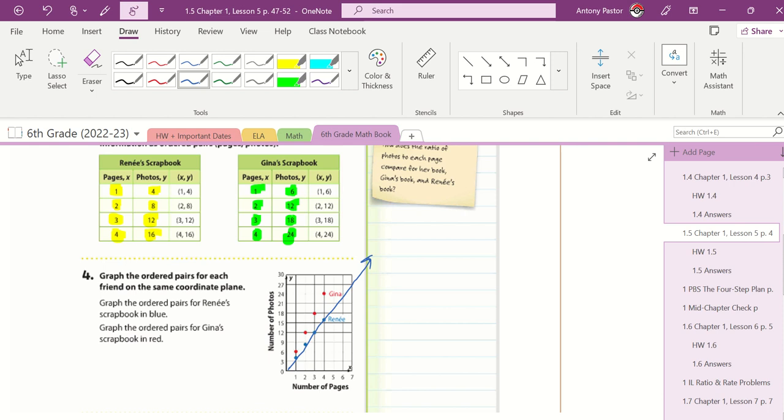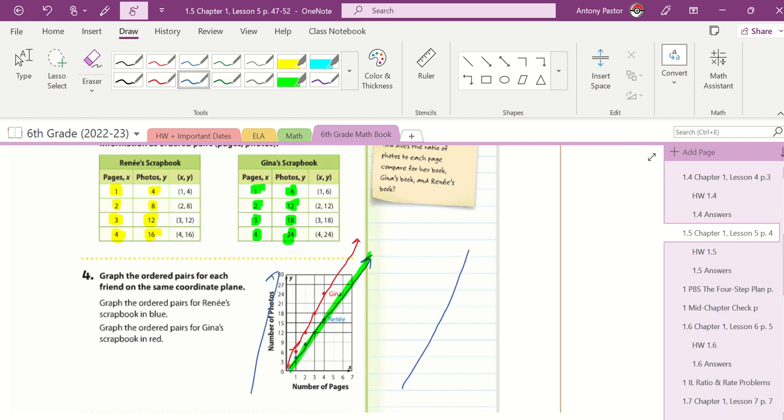Gina's pictures, on 1 page she has 6 photos. 2 pages, she's got 12 photos. 3 pages, 18. So her line goes a little bit higher. Now, I know by looking at this, Gina's line looks like it's ahead because it's in front. That isn't the point. The point is to have a higher line.